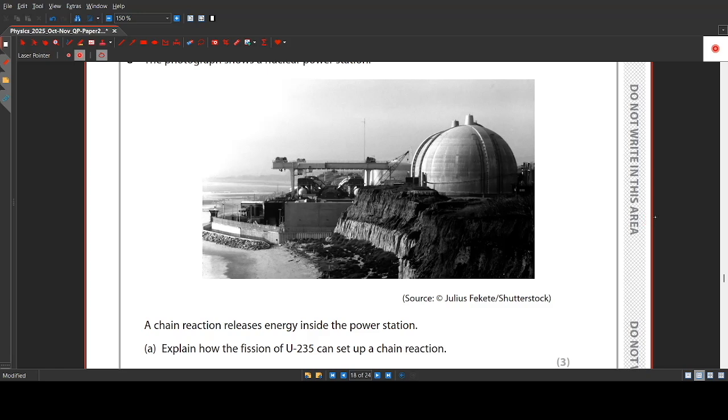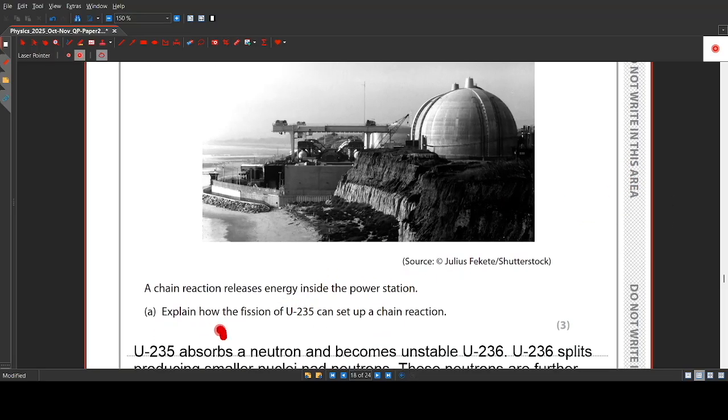Now we have been asked how fission of uranium-235 can set up a chain reaction. This question is really common, and this is obviously a repetitive question. So you should have the answer of this question memorized. At the same time, you should also understand how the thing works. In the nuclear reactor, uranium-235 at first absorbs a neutron, and as a result, it becomes unstable uranium-236.